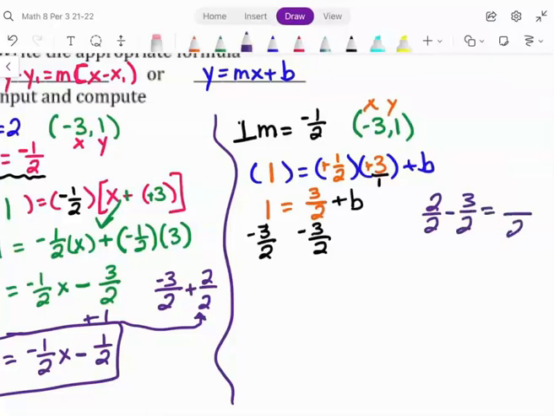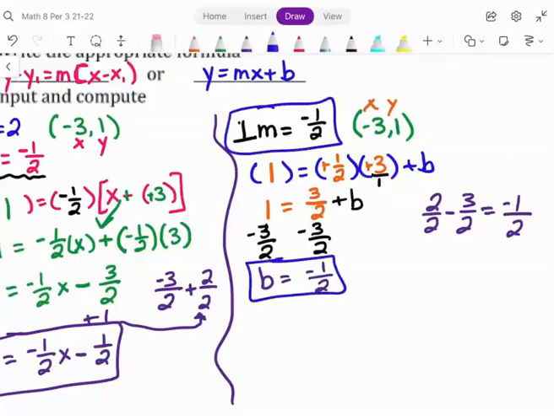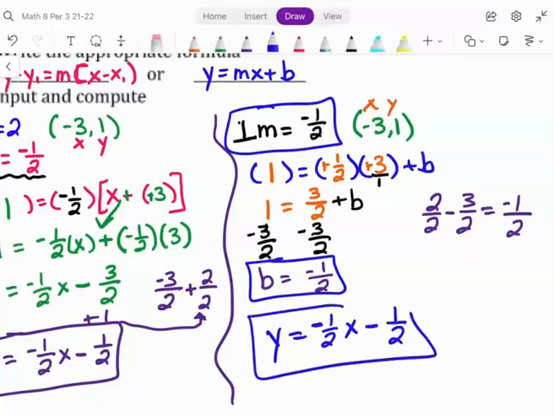Okay, if you do it on a calculator, you're just fine. 2 minus 3 is -1. So b equals -1/2. And then you plug it in because now you know your b and you know your perpendicular slope. So you have y equals -1/2 x. Remember, negative sign goes upstairs, x goes next to it, minus 1/2. Okay, good job, guys.